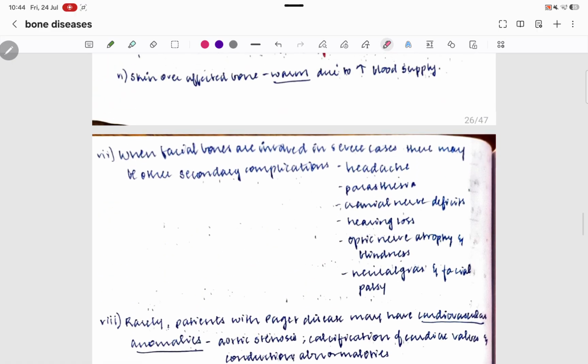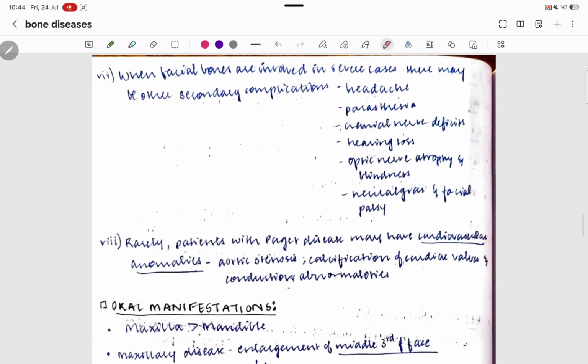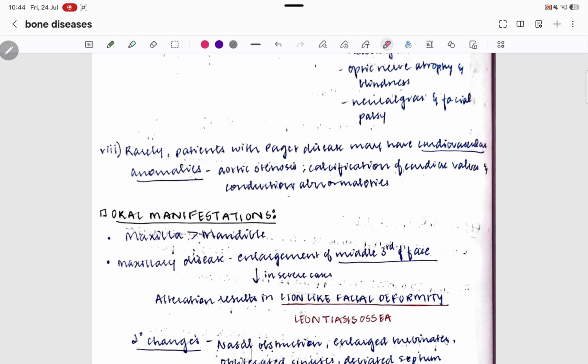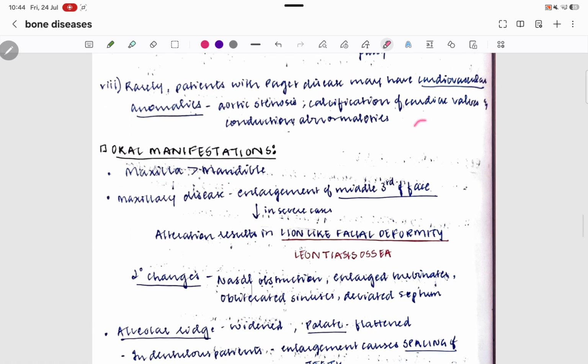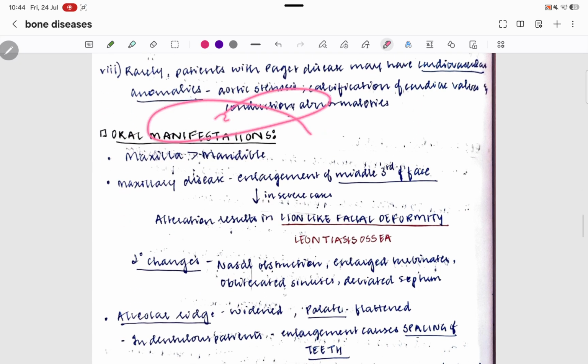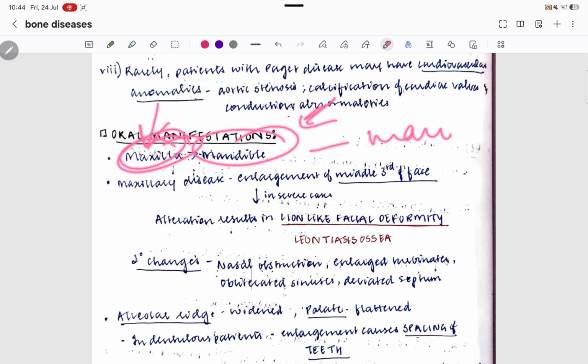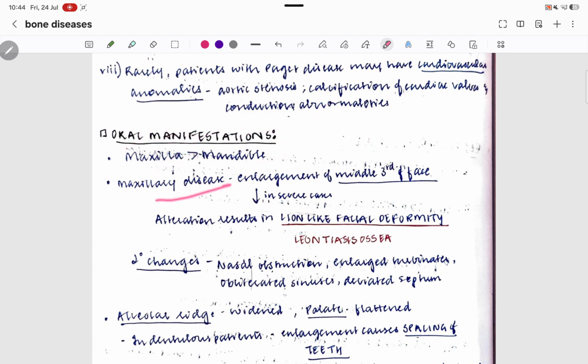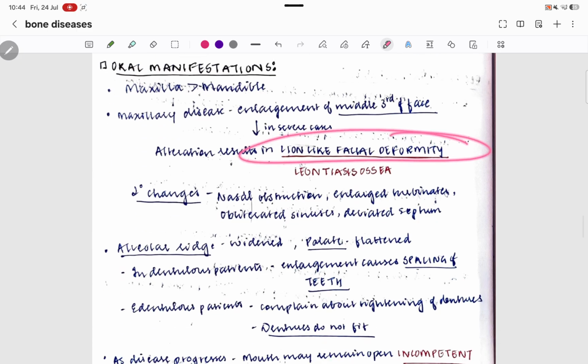So, basically, these are all talking about the bones other than your oral bones. Now coming to the oral manifestations, it occurs more in the maxilla than the mandible. Unlike cysts, which mainly occur in the mandible, these manifestations are usually seen in the maxilla. In maxillary disease, enlargement of the middle third of the face is seen. In severe cases, the alteration results in a lion-like face abnormality.